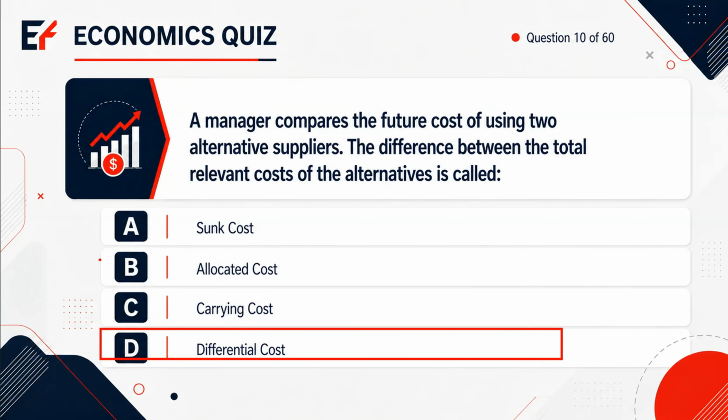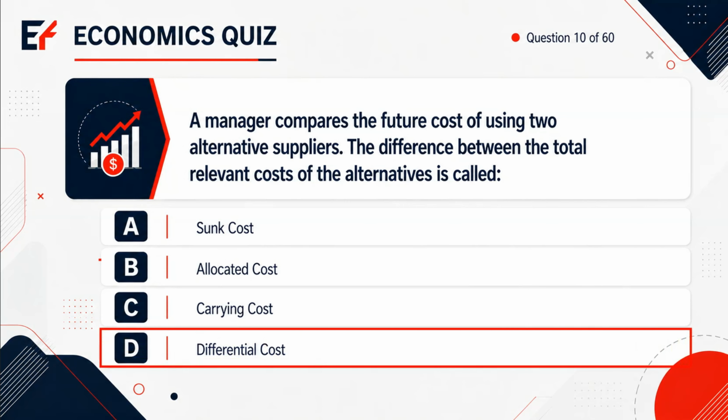Let's identify the cost term. A differential cost is the difference in total relevant cost between two alternatives. In this case, the manager is comparing supplier options, so the focus is on the costs that change between those choices. Option A is incorrect because sunk costs were incurred in the past and cannot be changed by the current decision. Option B is incorrect because allocated cost refers to a cost assigned to a cost object using an allocation method.